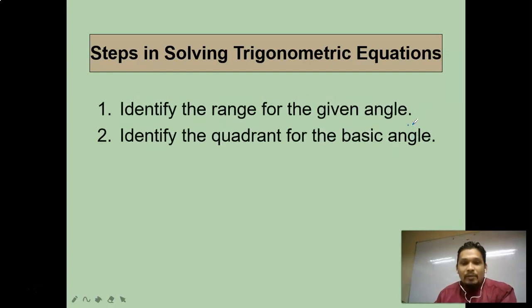Okay, so the steps in solving the trigonometric equation. Let's take a look at the steps given here. First, we are going to identify the range for the given angle, and next is identify the quadrant of the basic angle.